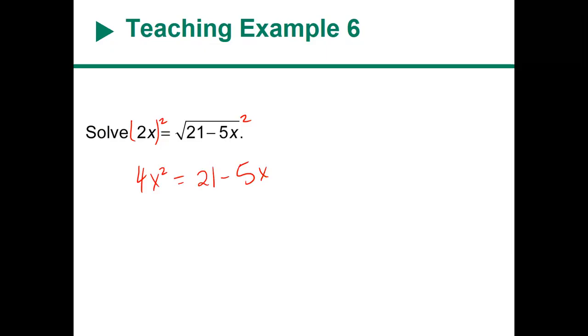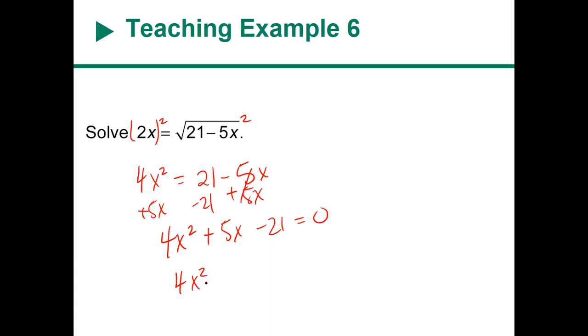And then step 3 says to proceed solving it as if you have in previous chapters. So this is a quadratic, so I'm going to solve it as a quadratic. And I have 4x squared plus 5x minus 21 equals 0. So I'm going to ask myself what multiplies to give me negative 48, but adds to give me 5.